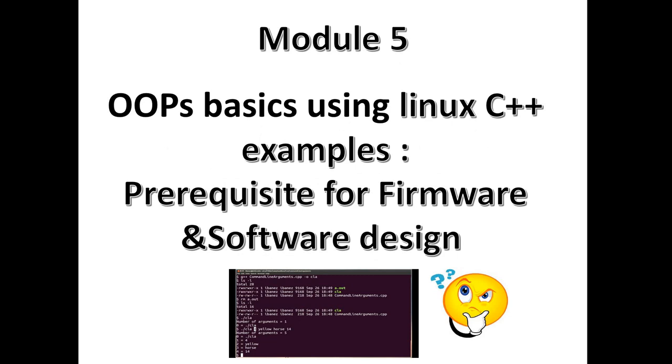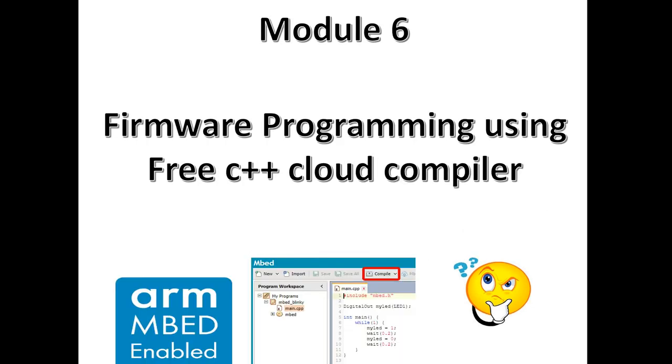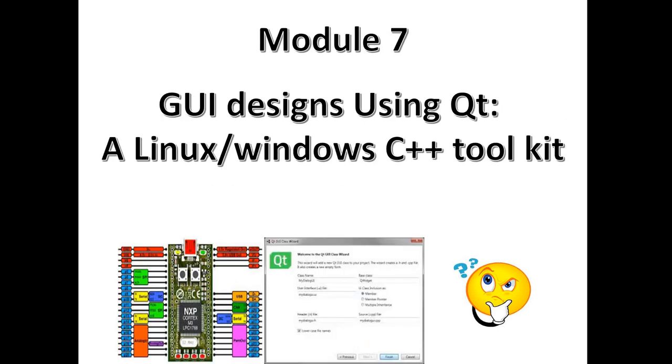And module 5 is on object-oriented programming using a large number of C++ examples using Linux, and this will help you to design the firmware using C++ and the software using C++. Module 6 on firmware programming, especially using the cloud compiler, ARM MBED cloud compiler. Module 7 is a graphical user interface designs using Qt.